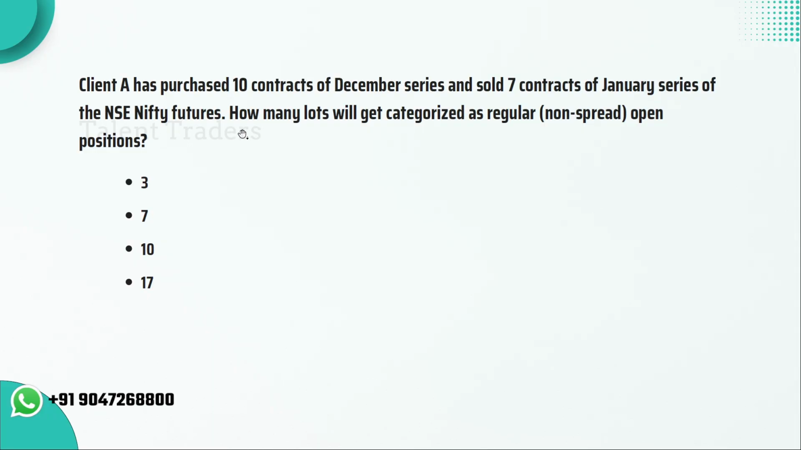A client A purchased 10 contracts of December and sold 7 contracts of January series NSE Nifty future. How many lots will be categorized as a non-spread open position? It is like an arbitrage or hedging trade. He bought December by 10 lots, and at the same time he sold 7 lots of January. If Nifty increases, both the December and January contracts will increase, and if Nifty decreases, both will decrease. So 7 out of 10 positions got hedged like that.